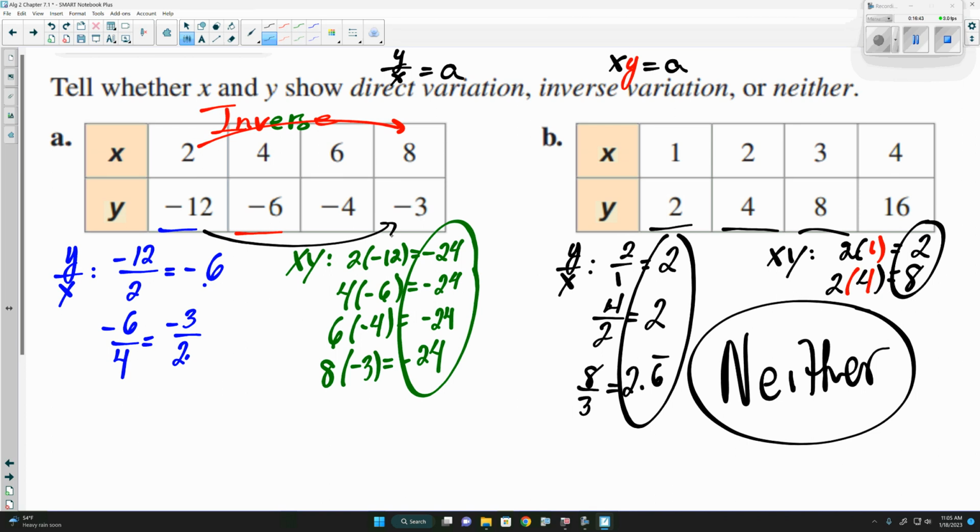So the x values are going away from the origin, the y values are going towards it. They're going in opposite directions. One's going up, one's going down. So most likely this is going to be inverse.